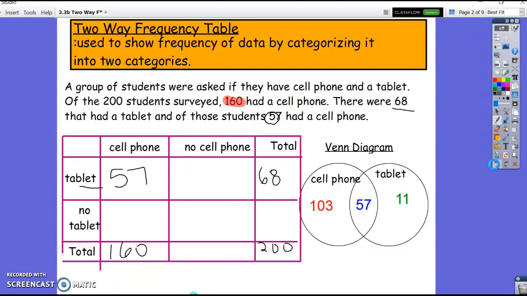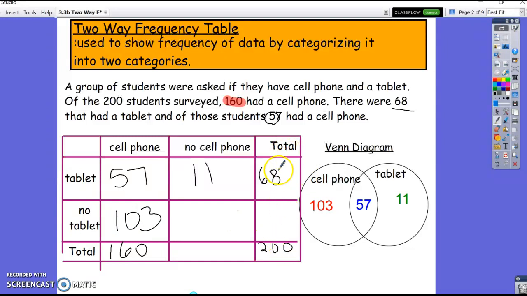To fill in the rest, we're just going to use subtraction. My tablet row should add up to be 68, so 68 minus 57 says that 11 students have no cell phone. My cell phone row should add up to be 160, and 160 minus 57 is 103.